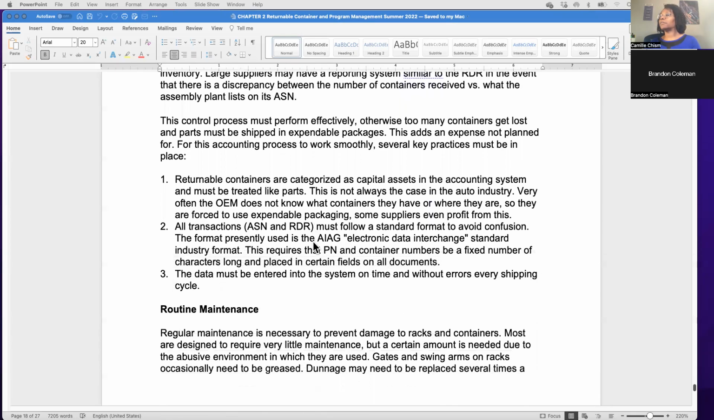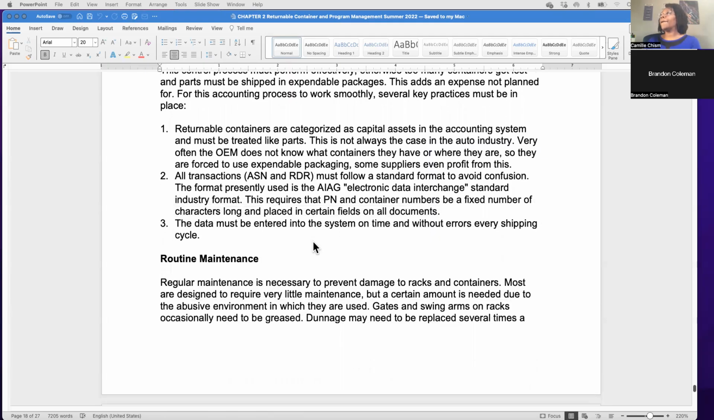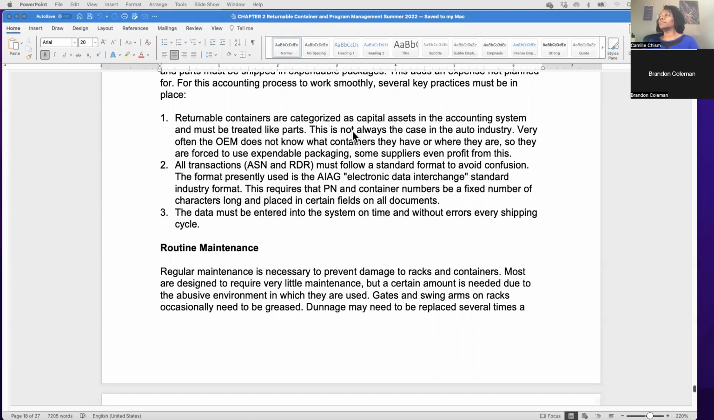Looks like I'm running out of time, so let me get through this a little bit faster. Again, returnable containers are categorized as capital assets in the accounting system, and they have to be treated like parts and equipment. And this is probably one of the best statements in here. This is not always the case in the auto industry. Very often, the OEM does not know what containers they have or where they are, so they are forced to use expendable packaging. Some suppliers even profit from this.